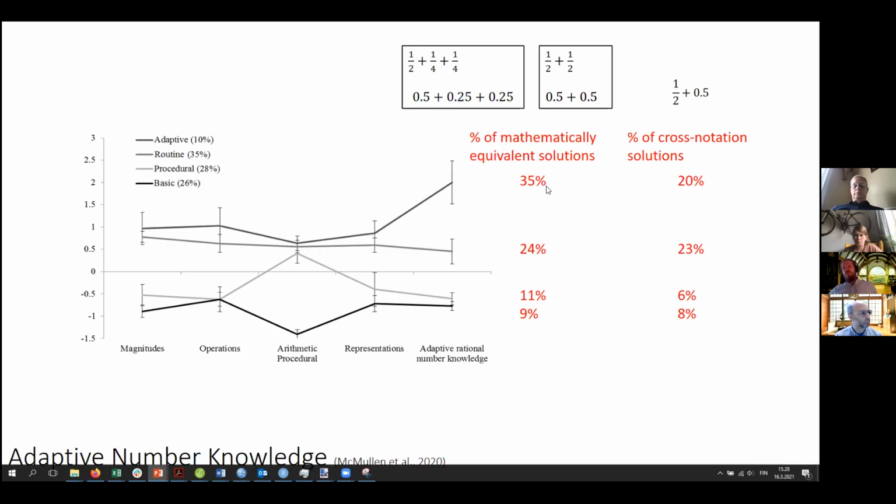What we also looked at was their cross-notation solutions. There we found that this aligned more with their overall conceptual knowledge. You can see a distribution there: the students in the lower groups had less than 10% of solutions that used both fractions and decimals. But the students in the upper groups both had roughly 1/4 to 1/5, and that more aligns with their conceptual knowledge patterns in this task.